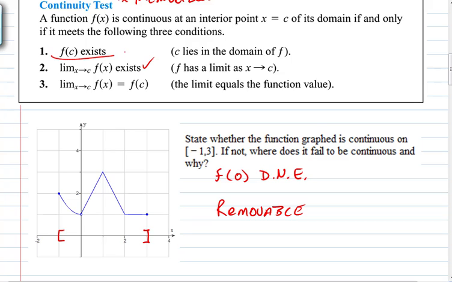The one that fails is this one right here. F of 0 does not exist. The function is undefined at x equals 0. I know that because there's a hole right there. That first condition is the one that fails. If that was a filled-in circle, it would exist? Yes. And we're going to look at some more, I believe.